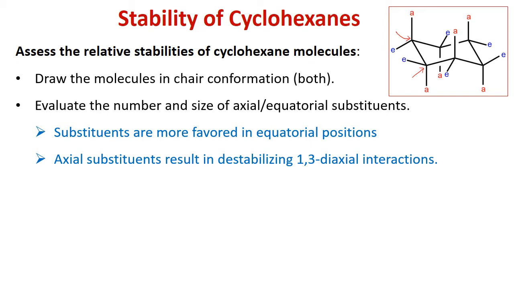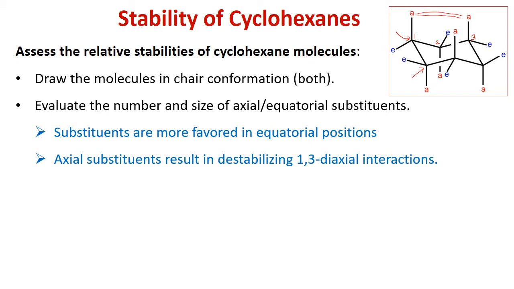For example, if we look at one of these carbons, and let's say this is carbon number 1, then we have carbon number 2, and that would be carbon number 3. What 1,3 diaxial interaction means is that the two axial substituents on these carbon atoms can interact with each other and cause destabilizing steric interactions.